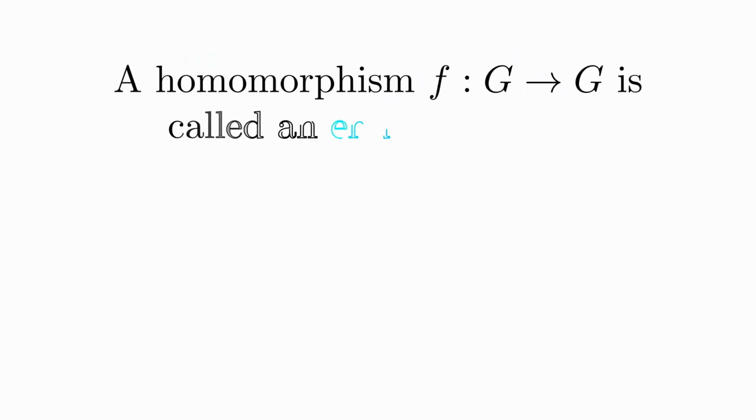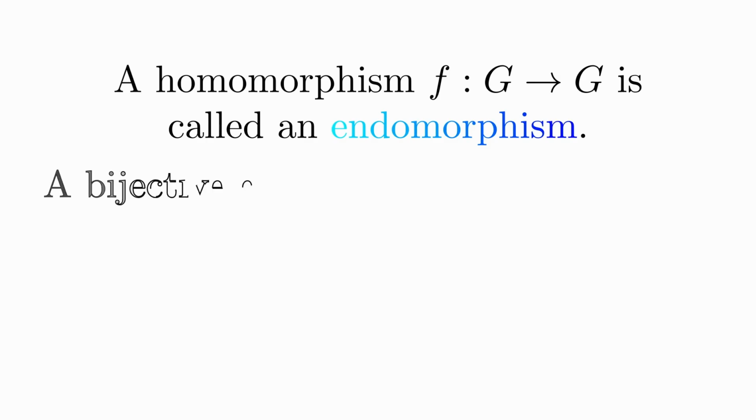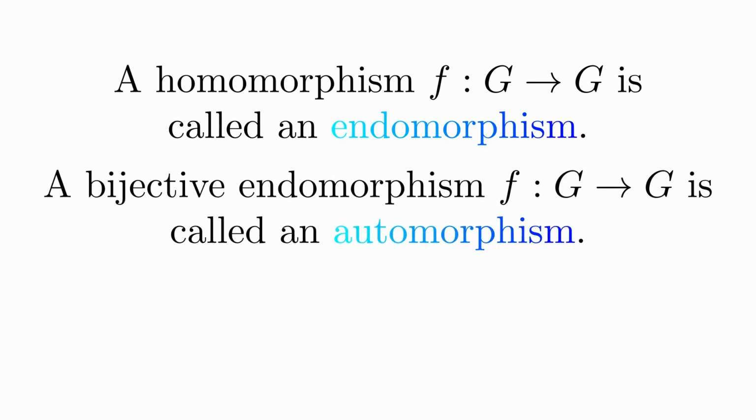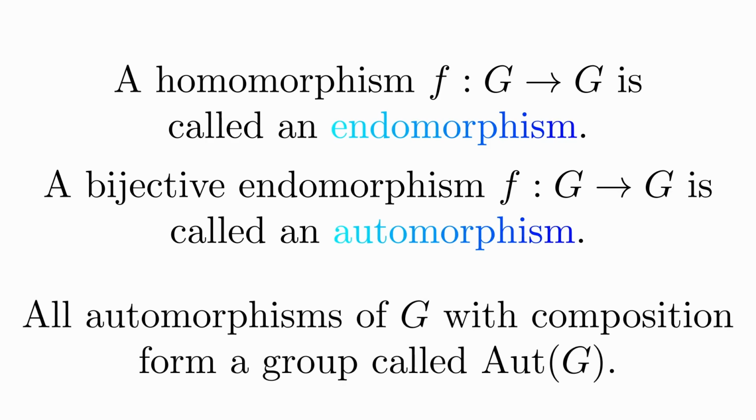Another important type of homomorphism is an endomorphism, where the domain and codomain are the same group. A bijective endomorphism is called an automorphism. The set of all automorphisms of a group form another group under composition, known as the automorphism group.